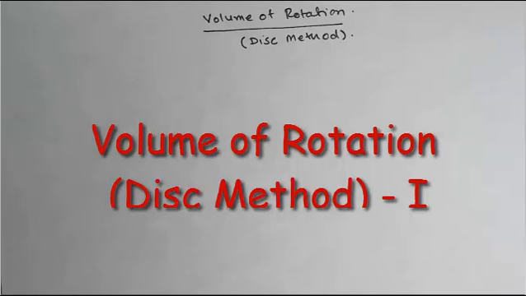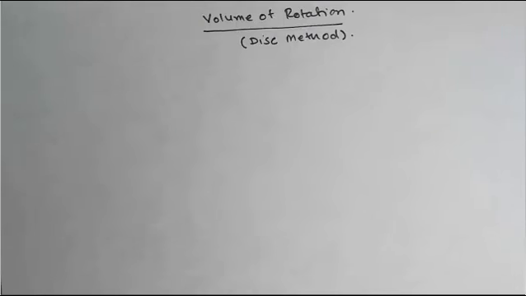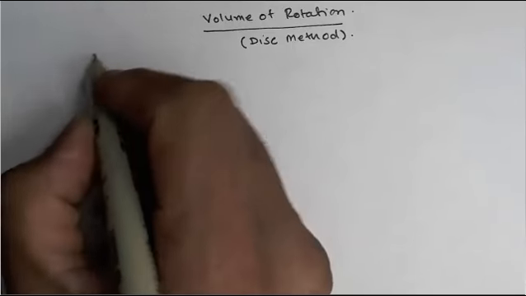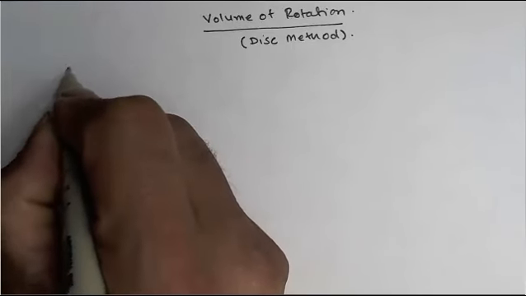I'm going to explain the disk method for calculating volumes of rotation, and I'm going to do it really slowly over a couple of videos, so bear with me. So typically the problem is that you're given a region, you're given an axis of rotation, you rotate the region around the axis, and you have to calculate a volume. So let me pick a region.